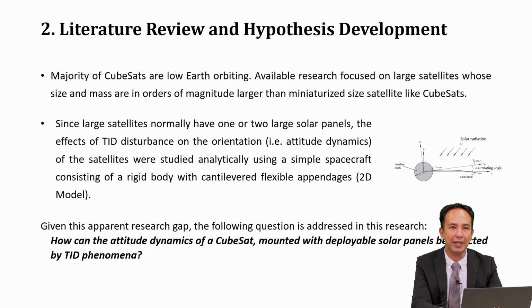From the literature review made, available research focus on large satellites whose size and mass are in orders of magnitude larger than miniaturized satellite like CubeSat. Since large satellites normally have one or two large solar panels, the effect of TID disturbance on the orientation, or we can also call it attitude dynamics of the satellites, mostly were studied analytically using a simple spacecraft consisting of a rigid body and one or two beams to represent the solar panels.